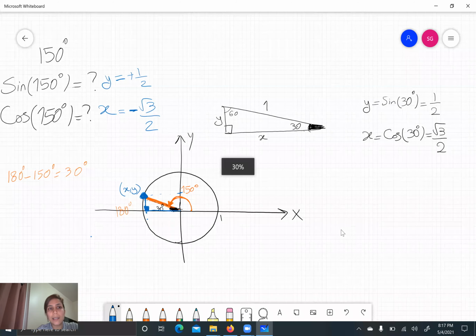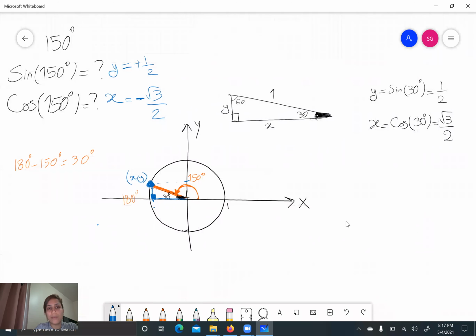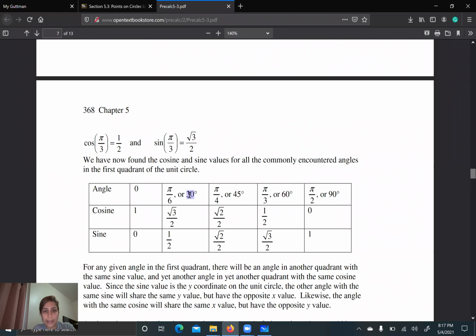You saw how I calculated sine and cosine of 150? I just drew 150 in order to figure out the reference angle. The reference angle is 30. So then I can draw a right triangle. One angle is 30. Okay, what do I need? I need the values of those legs, those sides. Because one of the angles is 30, we already learned about 30 degrees. We know the sine and cosine of 30 degrees. So that's it. I can use it.